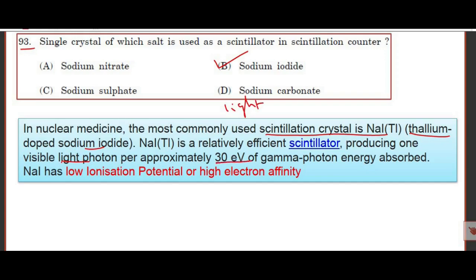Approximately 30 electron volts of gamma photon energy is absorbed. Sodium iodide has low ionization potential and high electron affinity. You remember this one. For the purpose of low ionization potential and high electron affinity, sodium iodide is chosen as a scintillator instead of sodium nitrate or sodium sulfite or sodium carbonate.